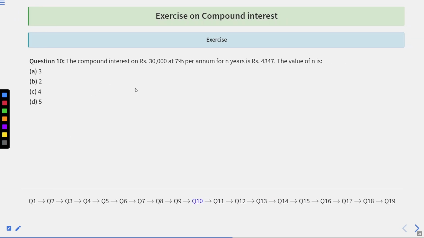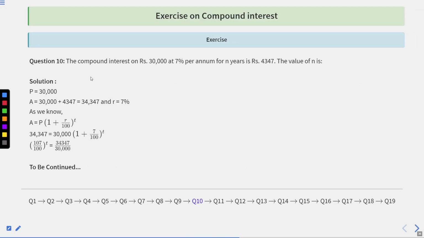Question number 10. Compound interest on rupees 30,000 at 7% per annum for n years is 4,347 rupees. So the value of n is? So the solution: P equal to 30,000 and A is equal to 30,000 plus 4,347, which is 34,347, and R is 7%. And as we know, A is equal to P times 1 plus R upon 100 to the power T. So the amount is 34,347 and the principal is 30,000.